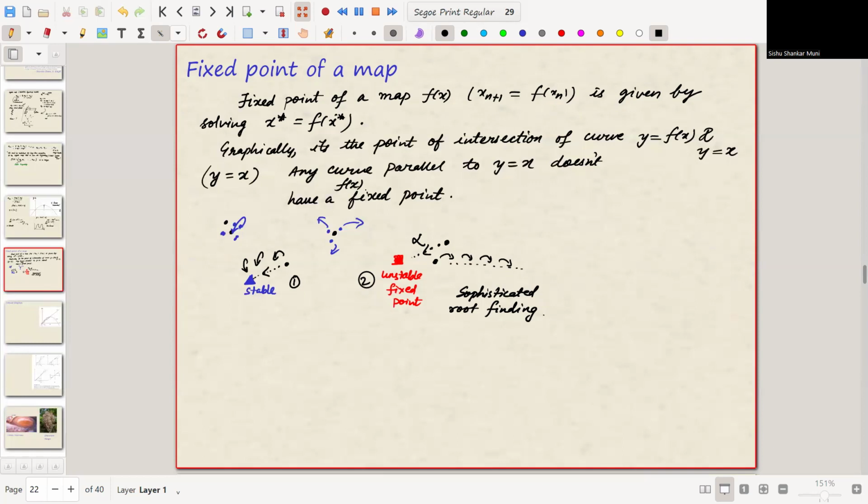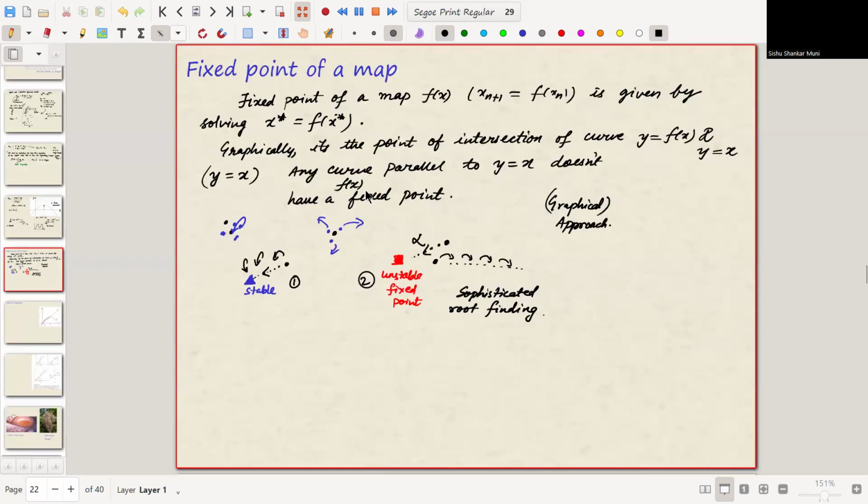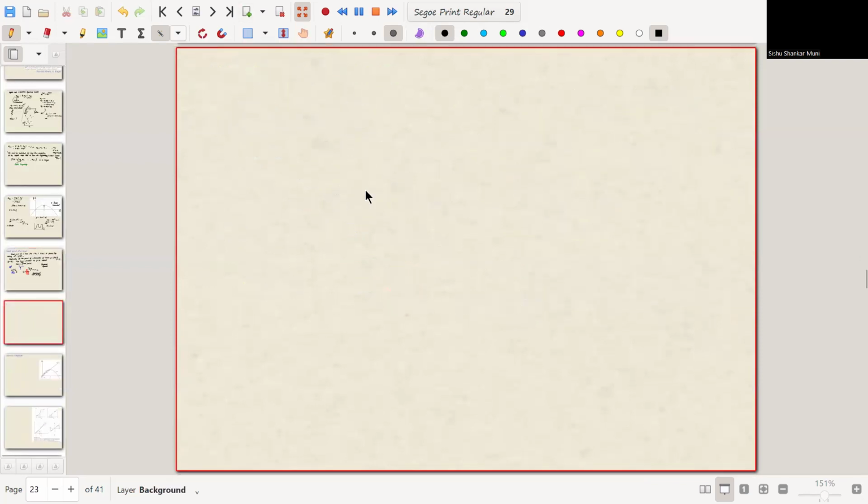So this is the graphical approach for fixed points. Now we will look into how you can analytically compute fixed points, like the stability of fixed points. So let us do this.